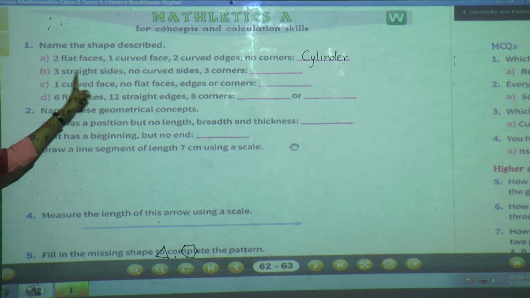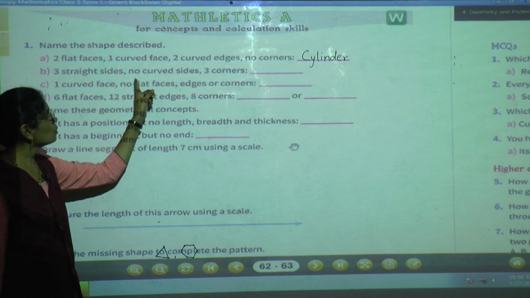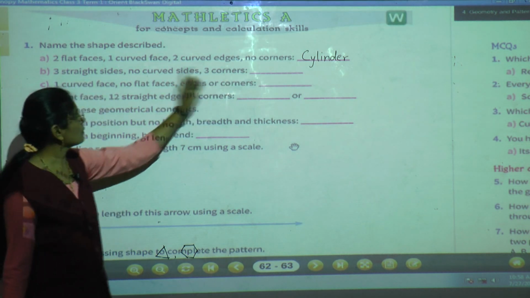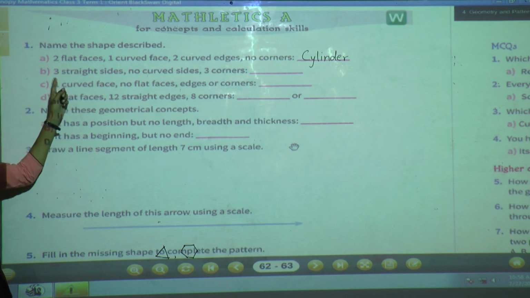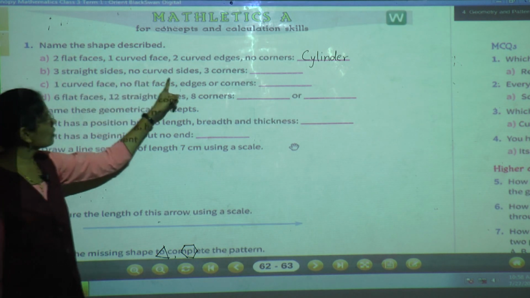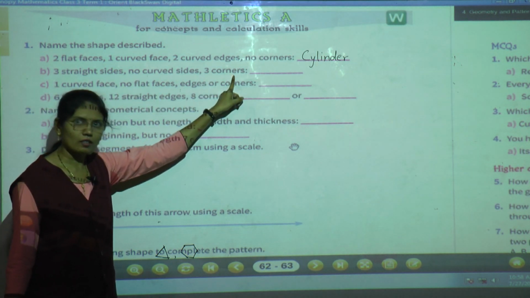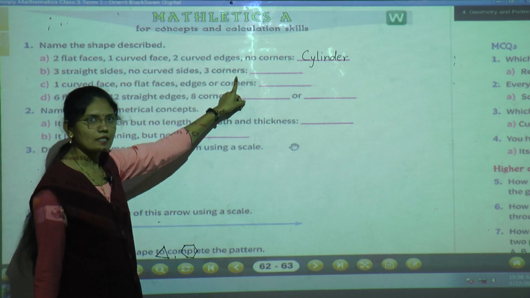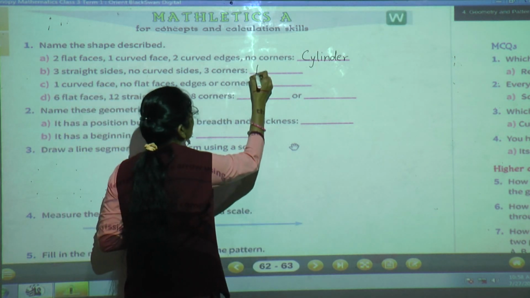Next, three straight sides, no curved sides, three corners. Three sides and three corners. Which shape is it? It is a plane shape, that is a triangle.